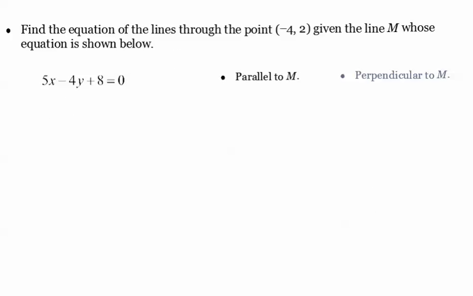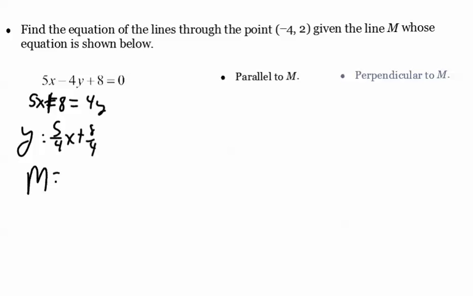All right. Find the equation of the line through the point (-4, 2), given the line m, whose equation is shown below. So what I'm going to do with this guy is I'm actually going to just solve this for y. So I have 5x plus 8 equals 4y, divided by 4. So y is 5/4 x plus 8 over 4. So my slope that I'm concerned about is 5/4. All right. So if I want a line that's parallel, I'm going to use the same point and the same slope. So y minus 2 equals 5/4 times x plus 4.